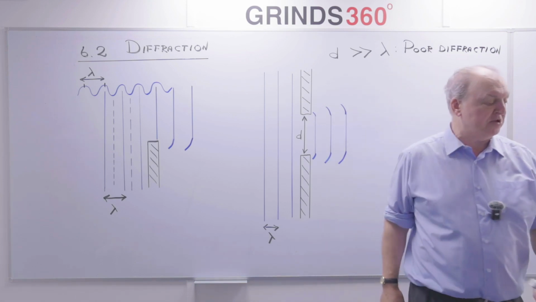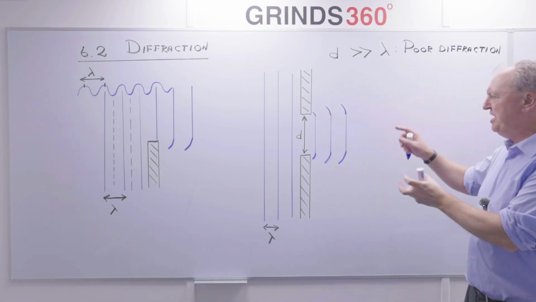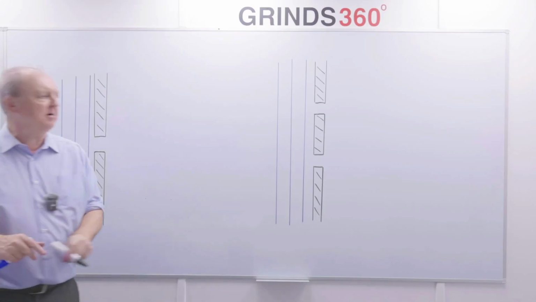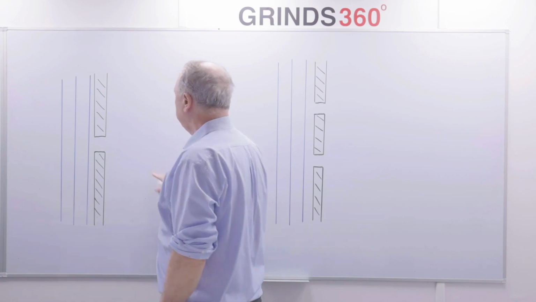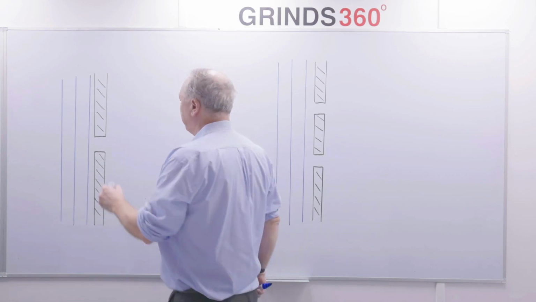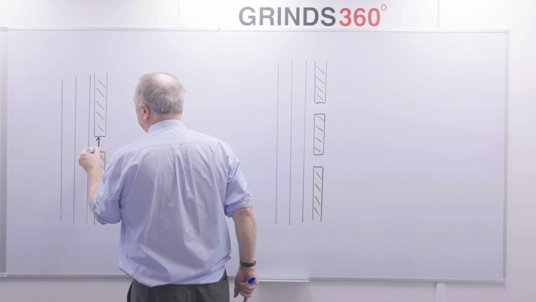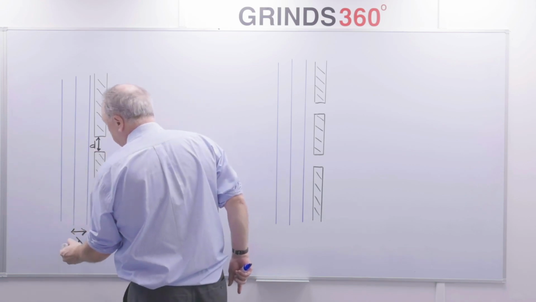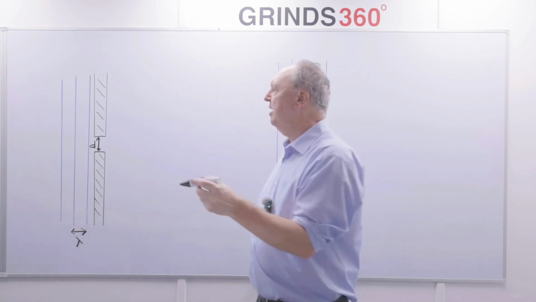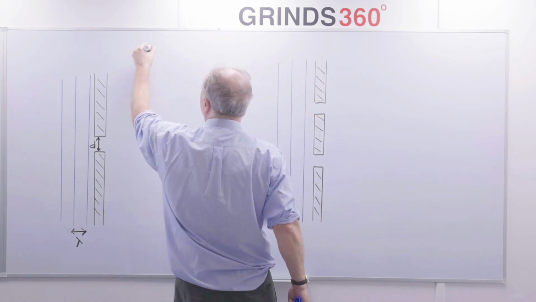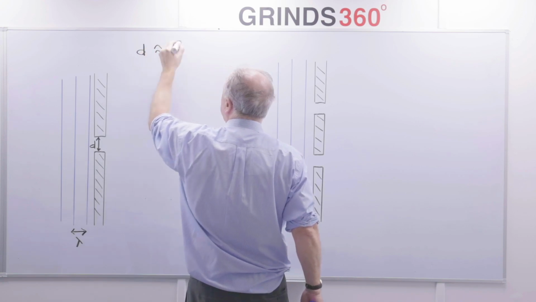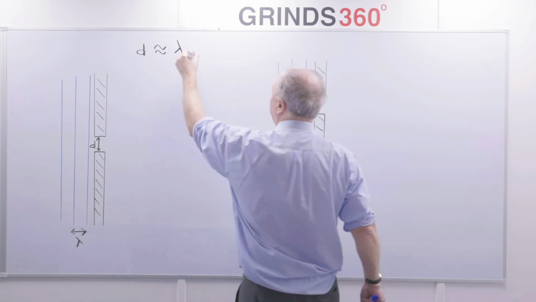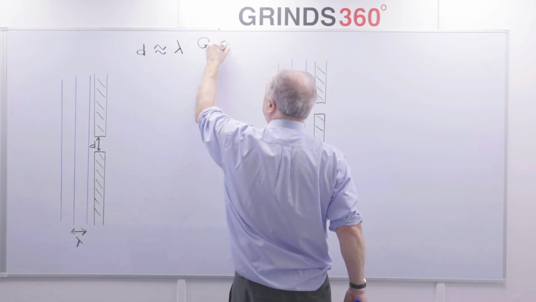Now moving on to the next part of the story. Let's say that I squeeze the gap. I make the gap smaller. So now in this particular diagram, here's my gap. The size of the gap is called D. The wavelength, of course, is lambda. And now I've made the size of the gap D approximately equal to the size of the wavelength lambda. Now, when you do that, you get very, very good diffraction.